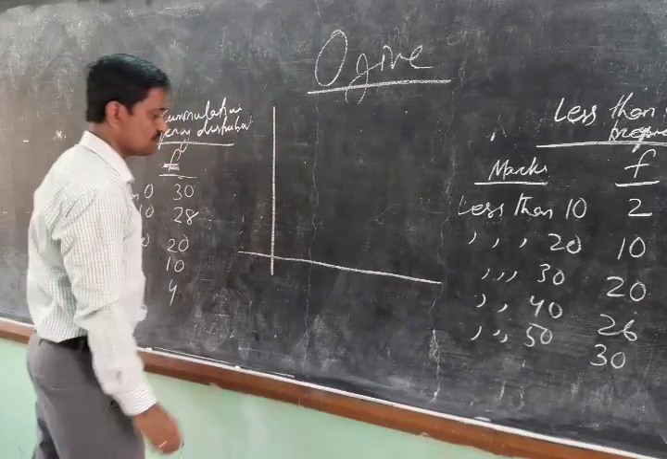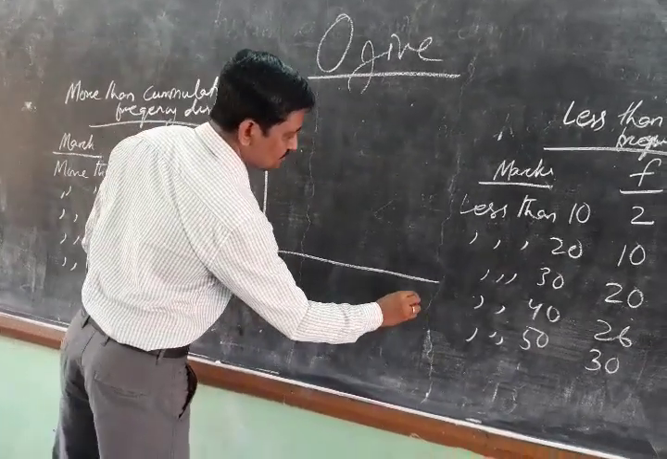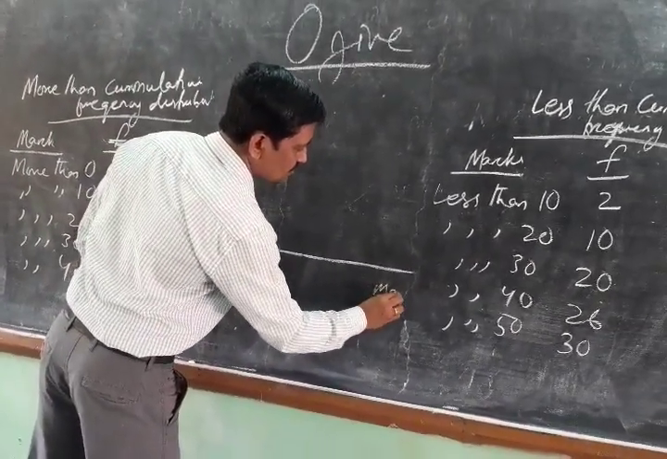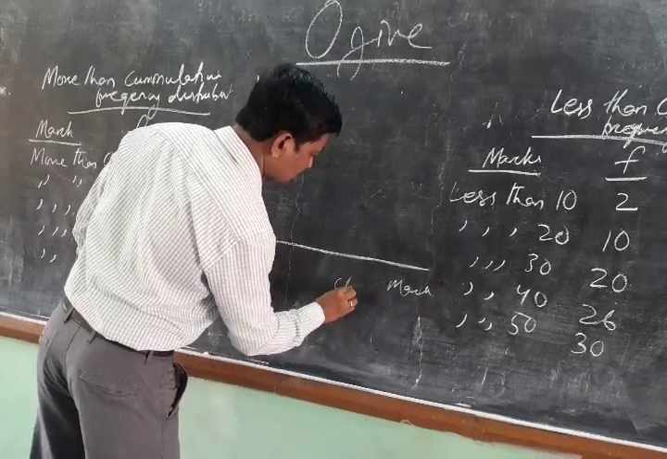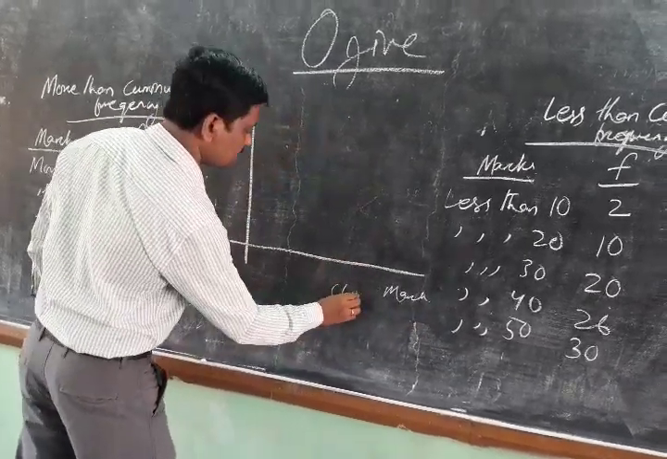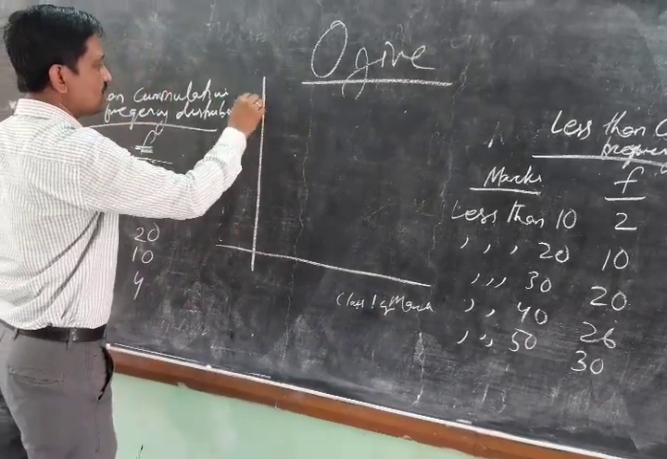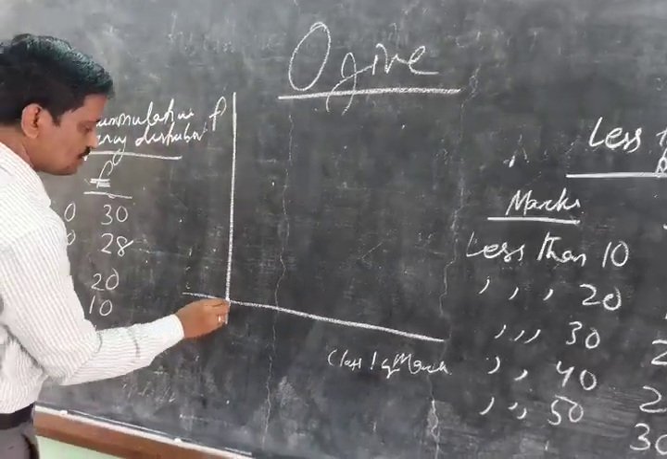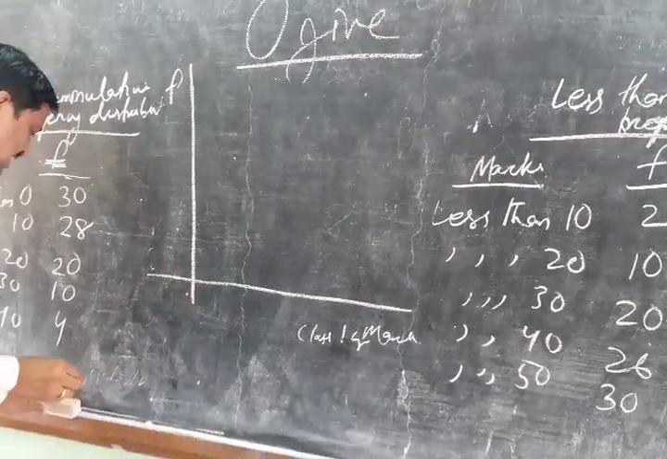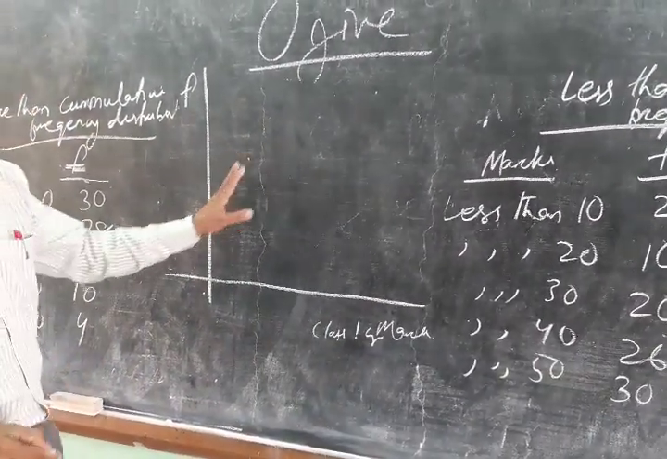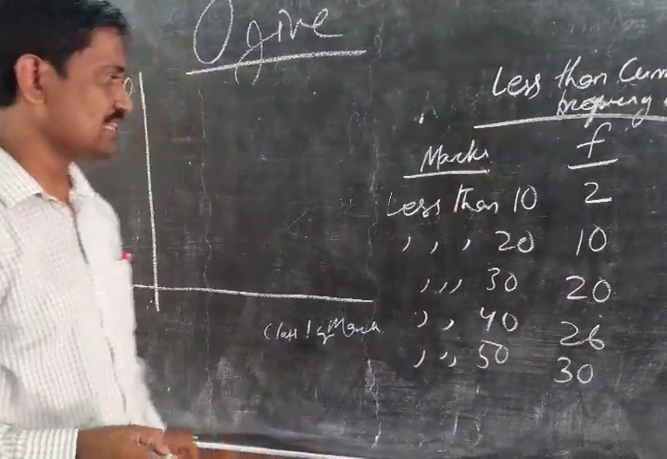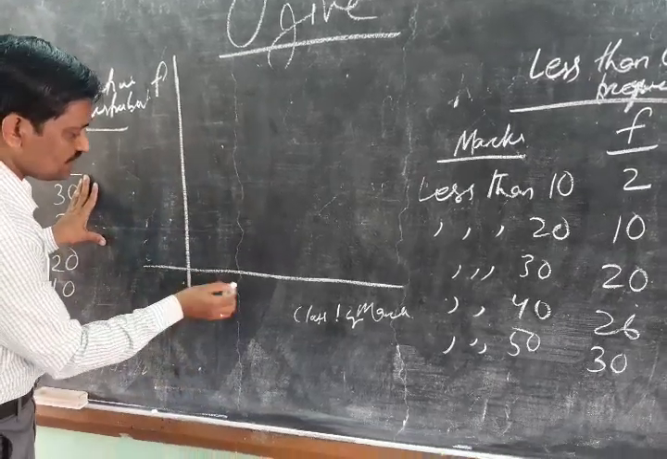Take one graph paper and draw the quadrant. On this side you will take the marks or class interval, and on this side you will take the frequencies. Now you have to locate the points. Let us take the less than ogive first. How to calculate the greater than ogive? So let's take it on your graph.